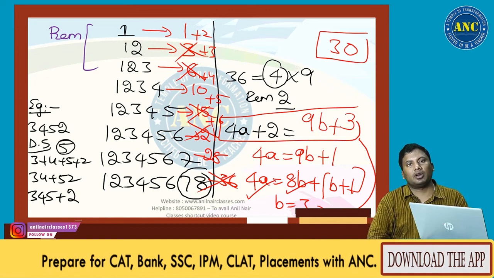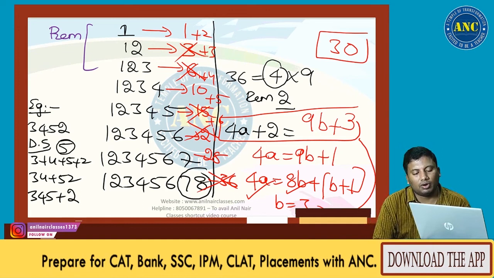4a plus 2 is equivalent to 9b plus 3. 4a is 9b plus 1. 4a is 8b plus b plus 1. 4a is divisible by 4. 8b is divisible by 4. b plus 1 should be divisible by 4. So b value is 3. 9 threes are 27 plus 3, which is 30. I hope it is clear.